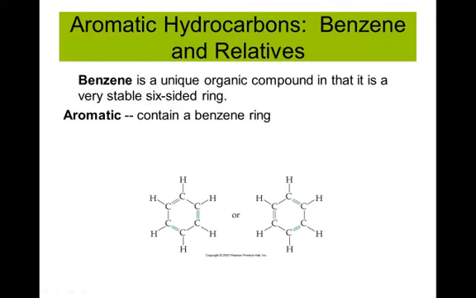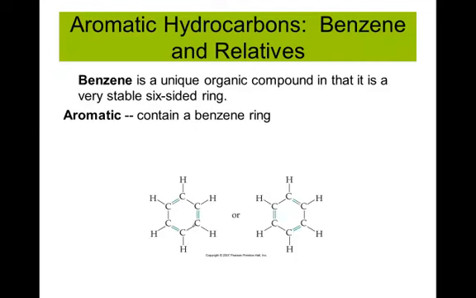There are also aromatic compounds, and aromatic hydrocarbons always contain what's called the benzene ring. And this is an example of a benzene ring. They're called aromatic because they have very powerful aromas. Not necessarily good, but always powerful.